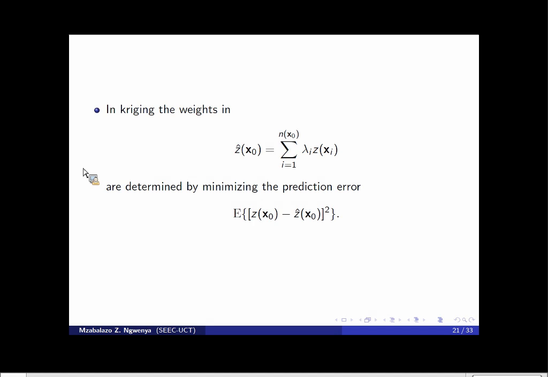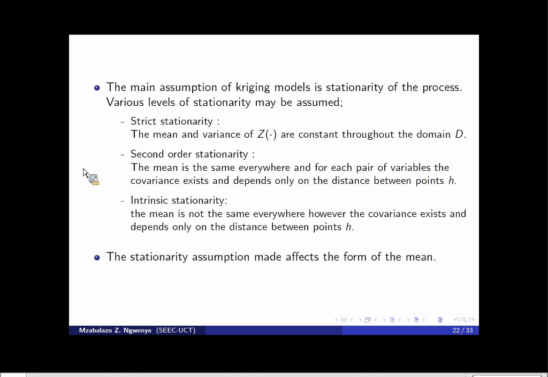Okay, then we can note one last thing about kriging. Remember, in all of this, we want to obtain weights that will weigh our observations. So for a particular observation, how much do we think it affects our prediction at the unknown location? To determine this weight, we basically just minimize that prediction error given over there. That minimizing of the prediction error can be done in several ways.